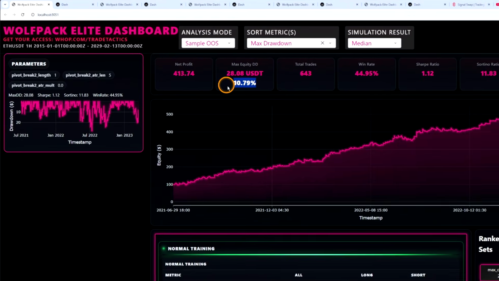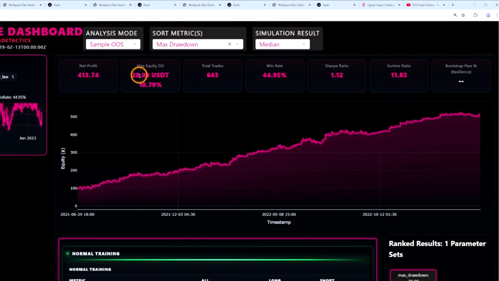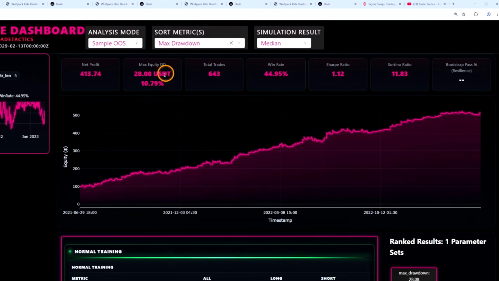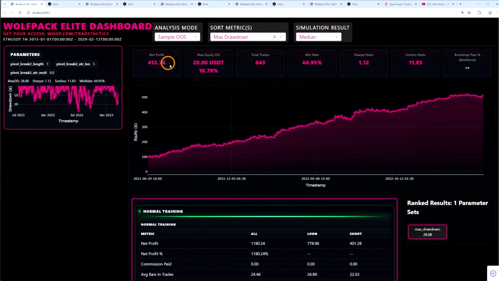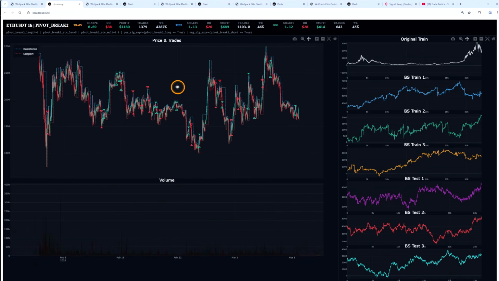So 10% drawdown, really good. And then as a byproduct of that, your net profit is going to be higher. So risking only $28 to make $413. That's a really good risk to reward ratio. And that's why the Sharpe ratio is so incredibly high and devastating on this. So back to the visual representation. I'm just plotting it.